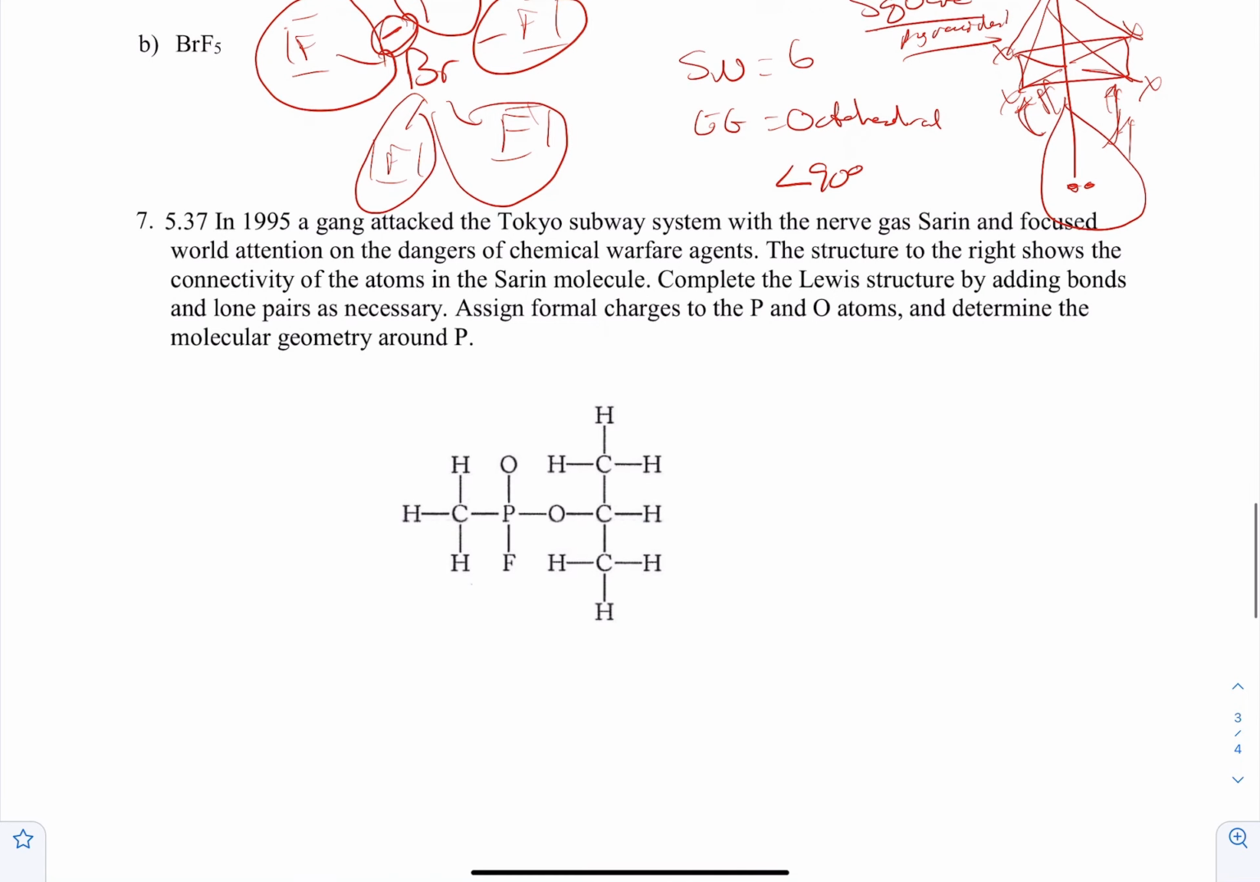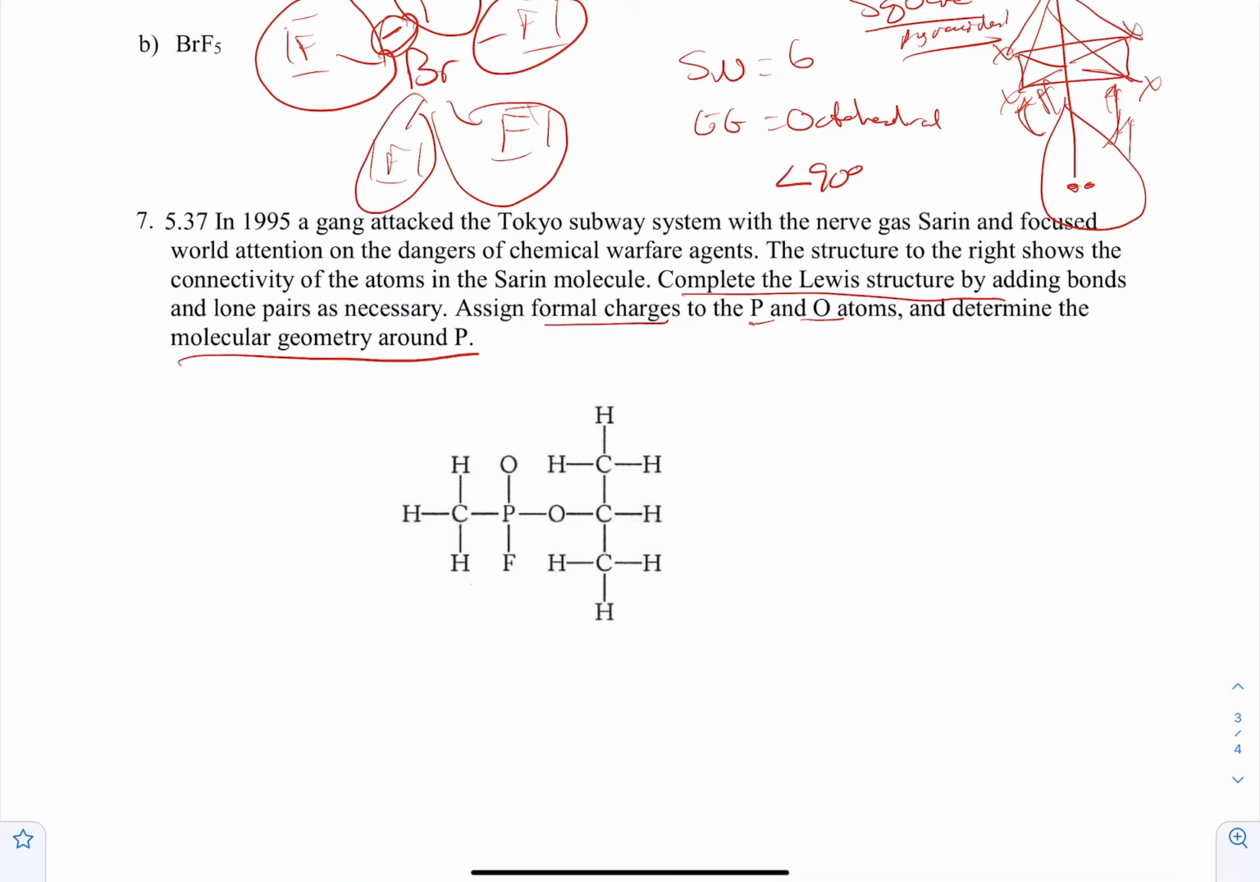All right, last one, number 7. A 1995 gang attacked the Tokyo subway system, blah, blah, blah. Complete the Lewis structure by adding bonds and lone pairs as necessary. Okay, they want you to assign formal charges to the P and O atoms and determine the molecular geometry around the phosphorus atom.